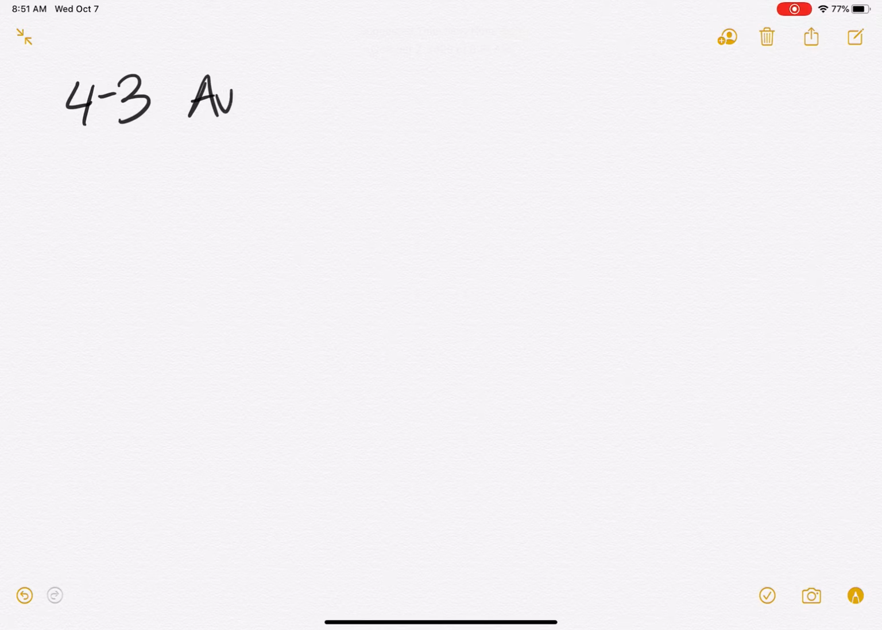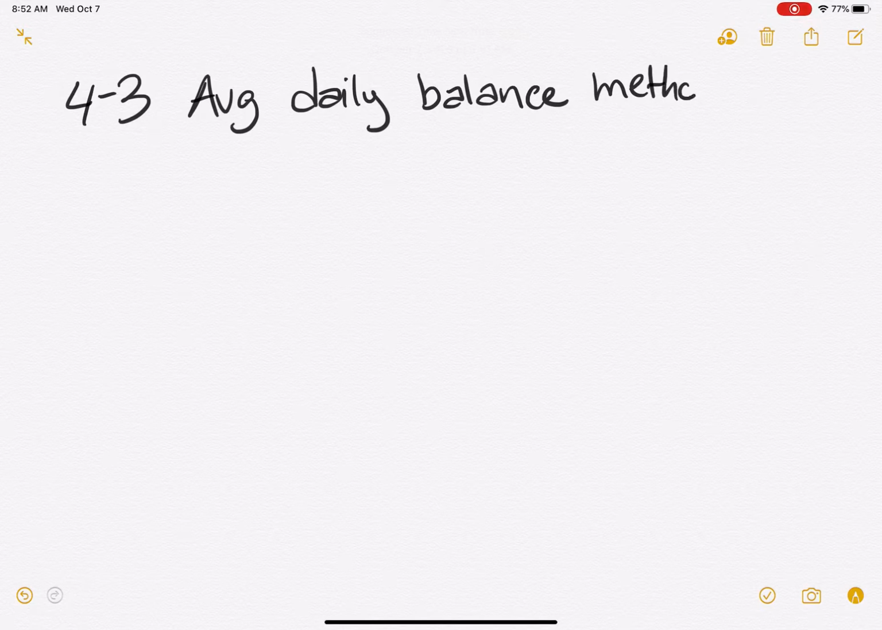4.3, average daily balance method. Wasn't that what yesterday was about? No. Okay, good point. So we've been talking about finance charges on credit cards. What is a finance charge on a credit card? Interest we pay, okay? So yesterday we covered the first two methods to calculate interest. They were what? Previous balance method and what was the second one?